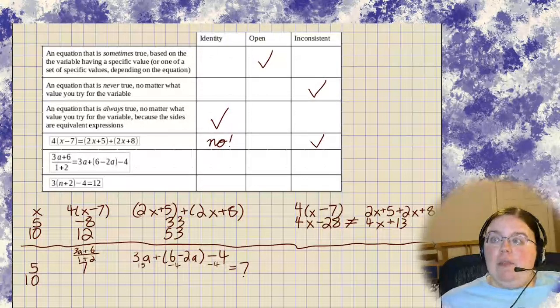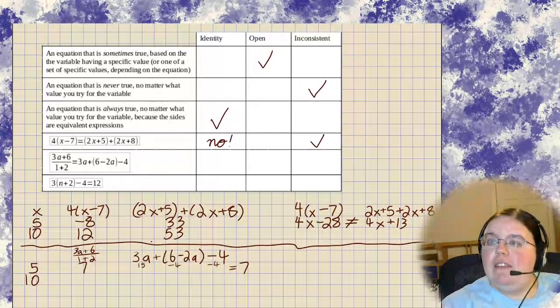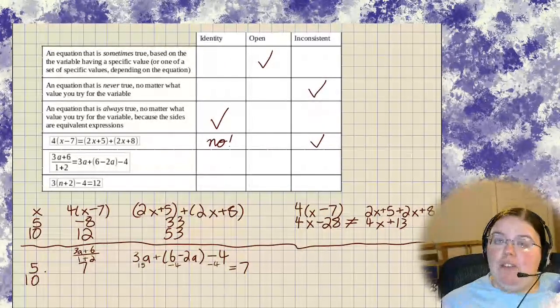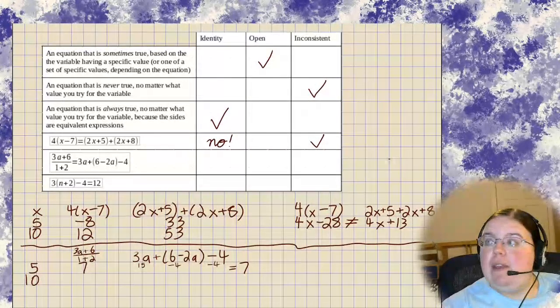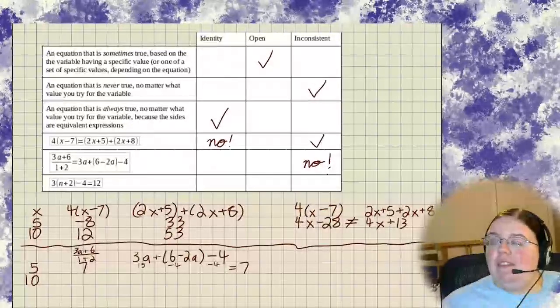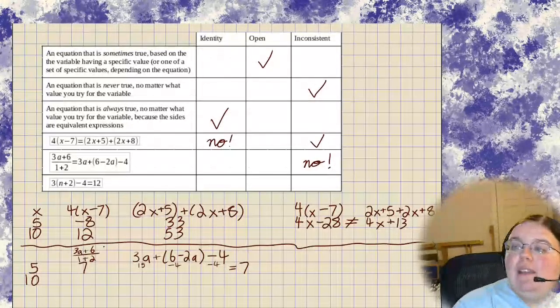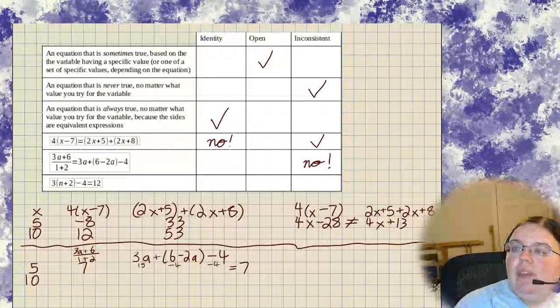Okay, from this, I know for sure that this is not an inconsistent equation because it has at least one solution, 5. I don't yet know whether it's an identity or an open equation. So that's still something I'm not sure about. Let's try 10 also.